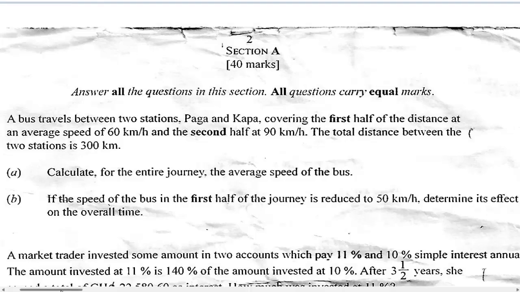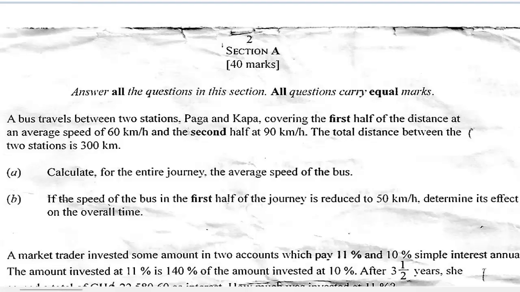So the first part of question number 1, that is A, was: calculate for the entire journey the average speed of the bus. And then B was: if the speed of the bus in the first half of the journey is reduced to 50 kilometers per hour, determine its effect on the overall time.